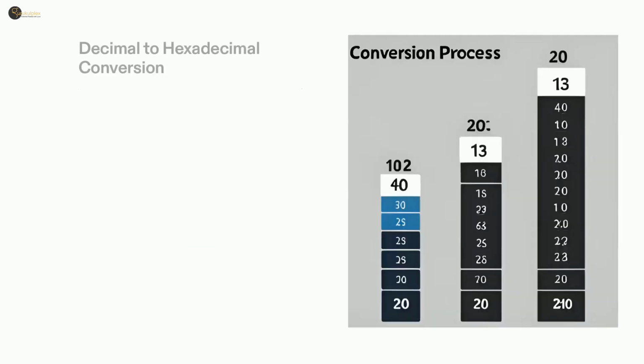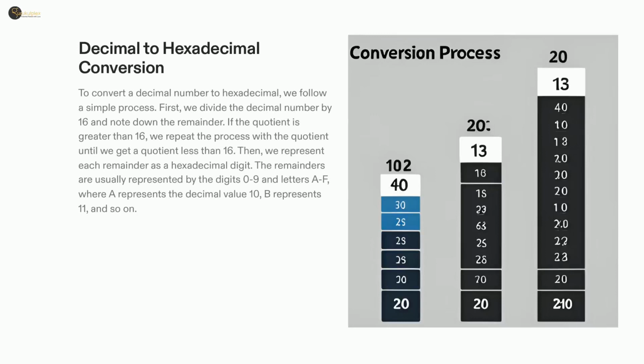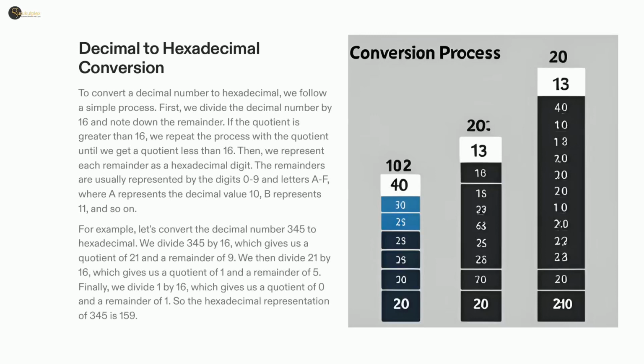Converting from decimal to hexadecimal is an easy process. To do this, we first divide the decimal number by 16 and record the remainder. If the quotient is still greater than 16, repeat this step until the quotient is 0. Then, represent each remainder as a hexadecimal digit, using numbers 0 to 9 and letters A to F. For example, when converting decimal number 345, the hexadecimal equivalent is 159.